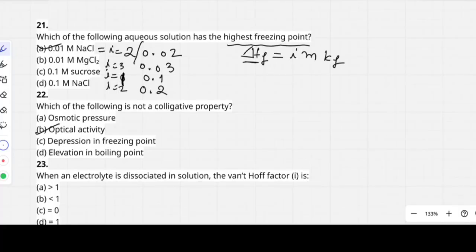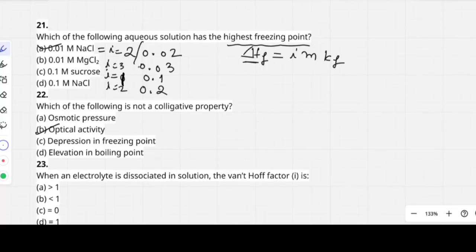Next we move to question number 23. When an electrolyte is dissociated in solution, the van't Hoff factor i is.